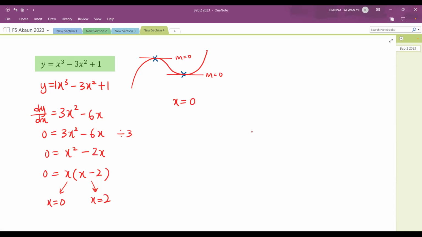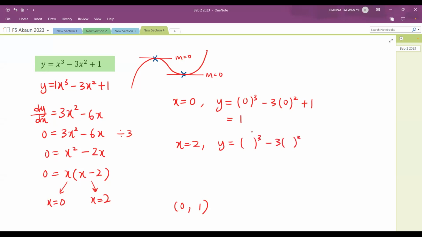Okay, so now, when X is 0, find your Y. Masukkan X cubed minus 3X squared plus 1. So when X is 0, Y equals 1. So ini sudah dapat. X is 0, Y is 1. Then kalau saya punya X adalah 2, X cubed minus 3x squared plus 1, this is 2, this is 2. Press calculator. Negative 3. So another turning point is (2, negative 3).